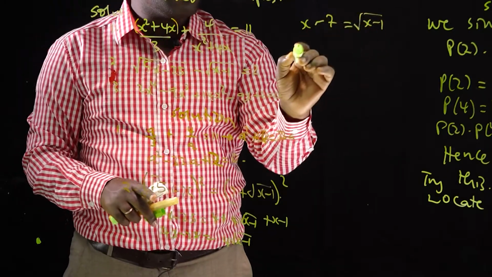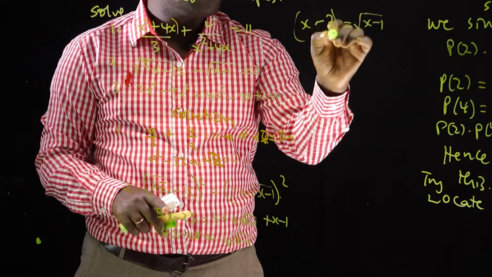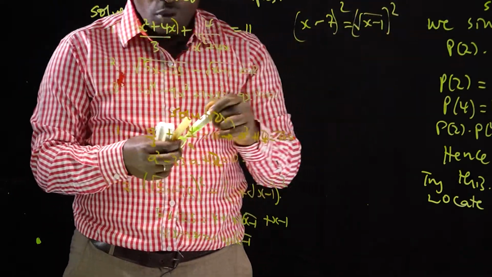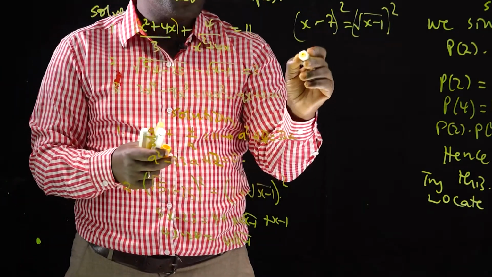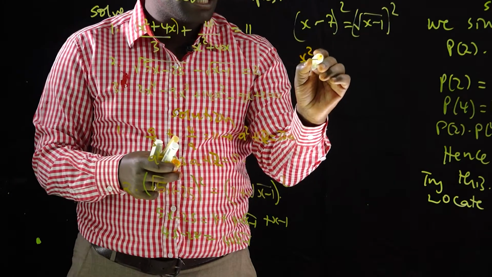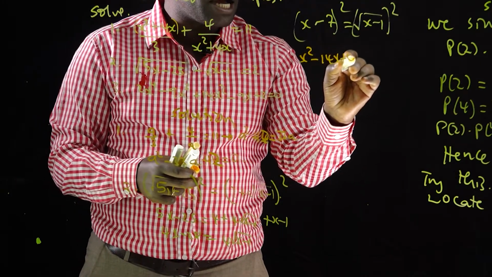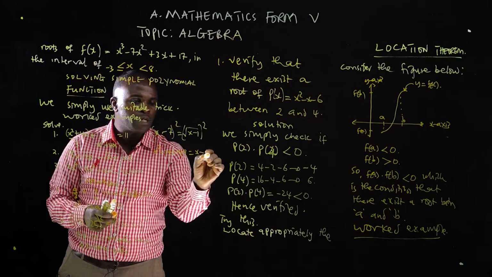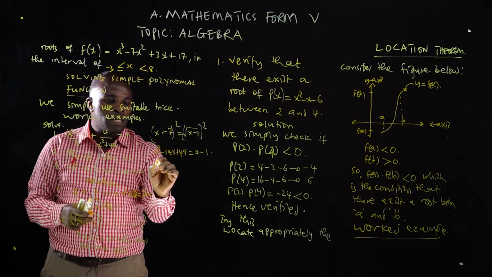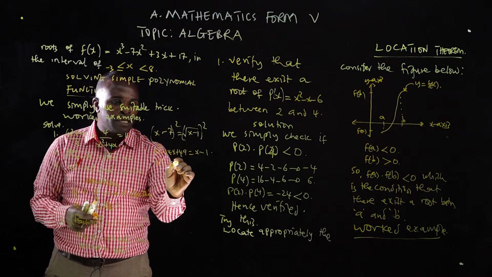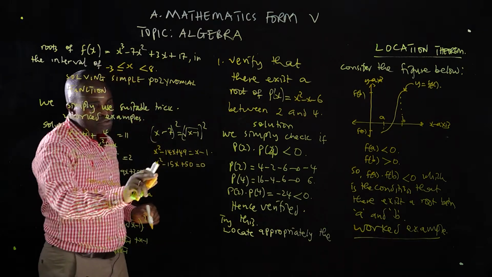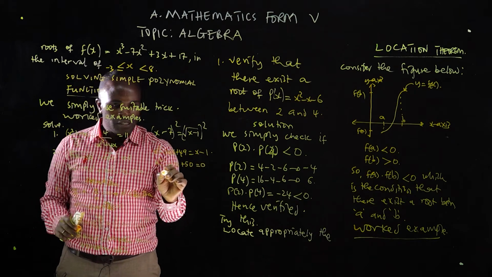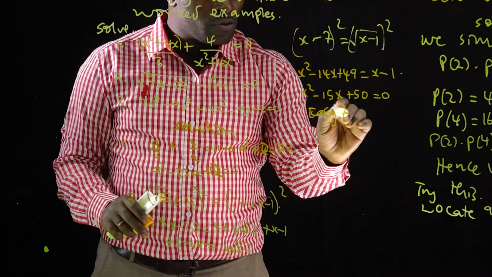Squaring both sides with this term here, it is really simple to say x squared minus 14x plus 49, while this side becomes x minus 1. So you are collecting like terms together: x squared minus 15x plus 50 equals to 0. I'm not teaching how to solve quadratics here. We can say it is easy to finish.